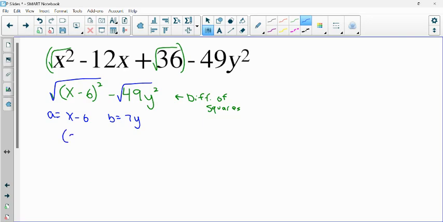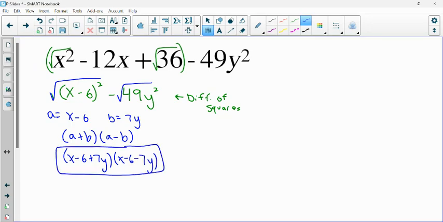And then you're doing a plus b times a minus b. So a is x minus 6, and you're doing plus 7y. And then again, your a is x minus 6, and then it would be minus 7y. And again, you don't have any like terms. So you have 3 terms within those parentheses.